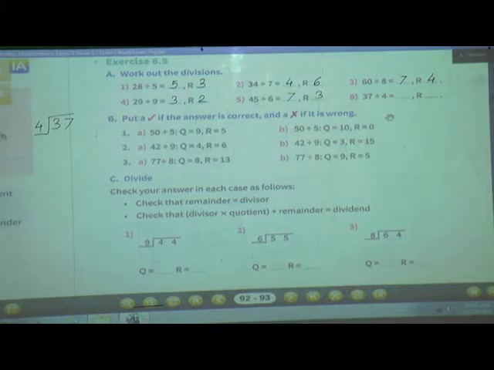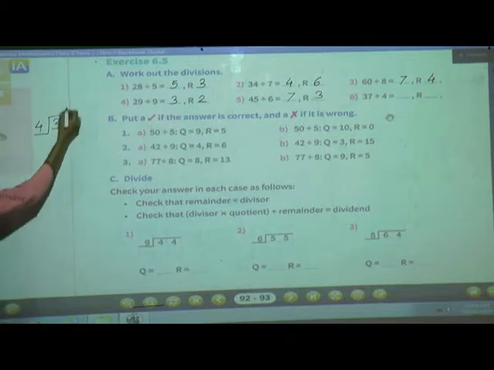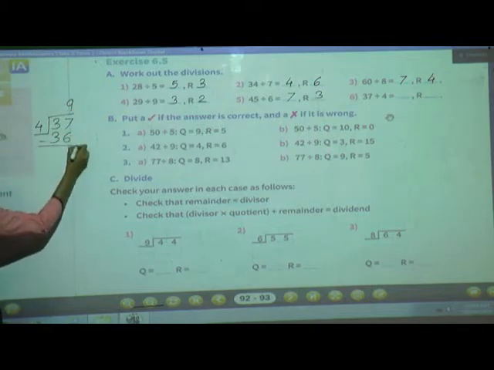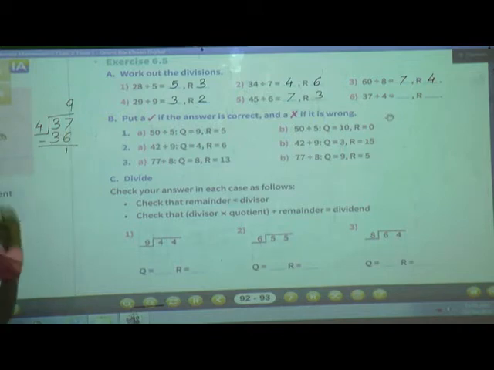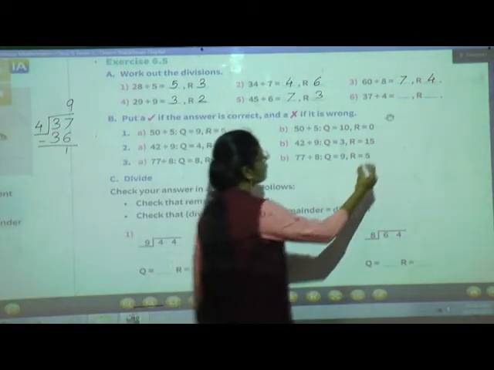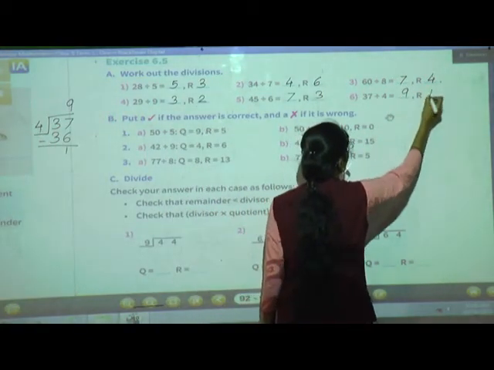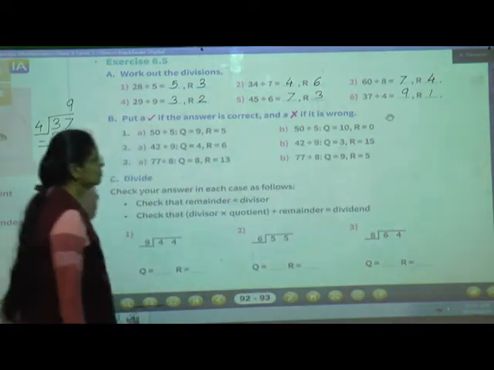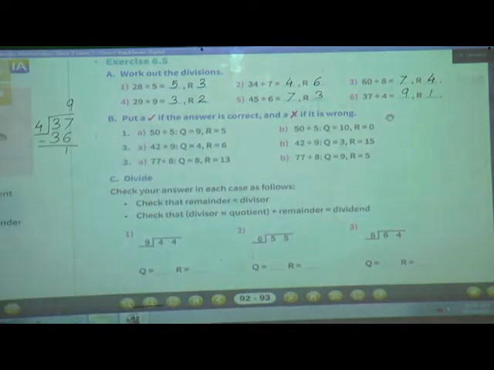36 is there. 4 nines are 36. Now do the subtraction. 37 minus 36. The remainder will be 1. So what is the quotient? 9 is the quotient and the remainder is 1. So write here 9, 1. Complete? Clear? That was question number A.